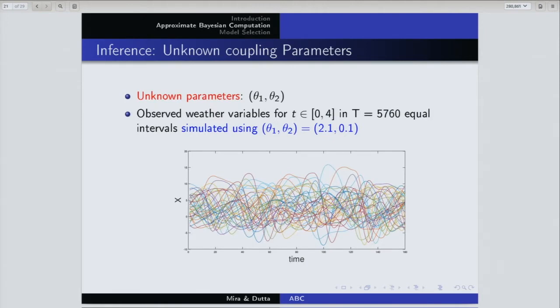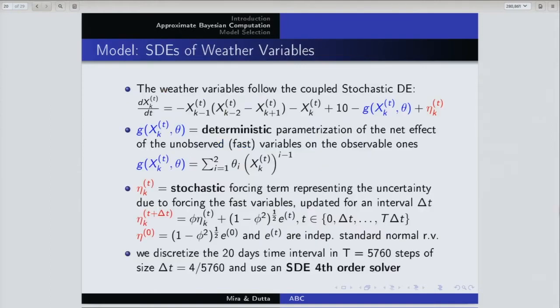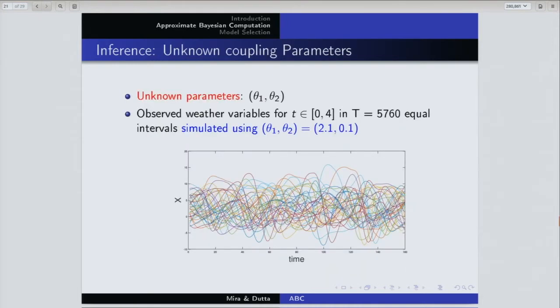If I, for example, set the values of the parameters θ1 and θ2 to 2.1 and 0.1, these are the pseudo data that I obtain by forward simulating from this complex model. So it doesn't matter how complex the model is. The important thing is that if I give you values of the parameter, you can forward simulate and obtain some pseudo data. Those are the trace plots over time of these 40 observed weather variables.